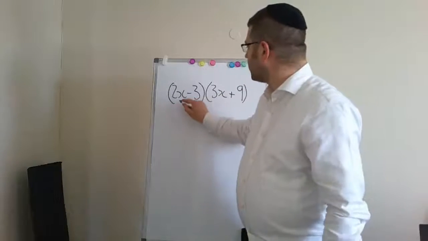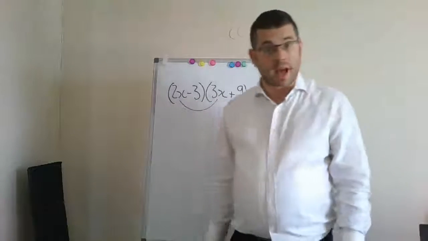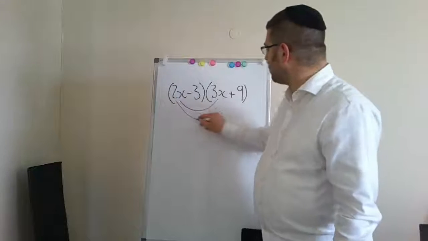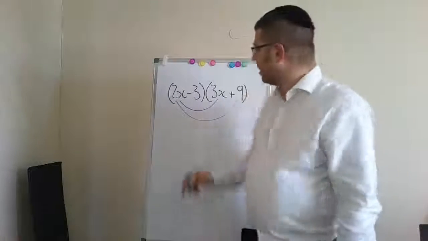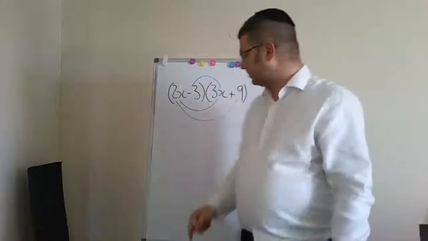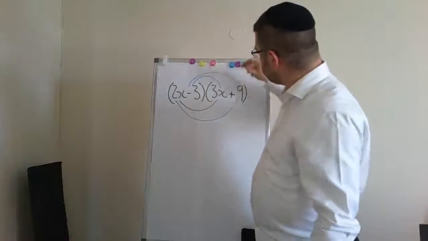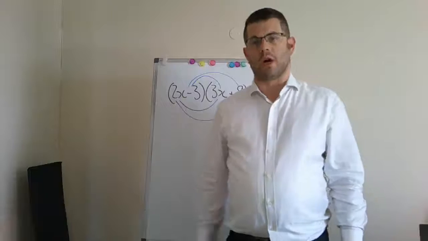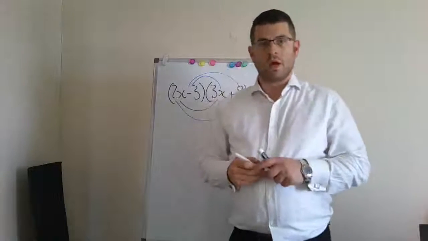You've got 2x, let's multiply 2x by 3x, let's multiply 2x by plus 9, and then you go to minus 3. Be careful to take that minus with you, and then minus 3 times plus 9. You just have to watch out for signs. So let's go through this one together.